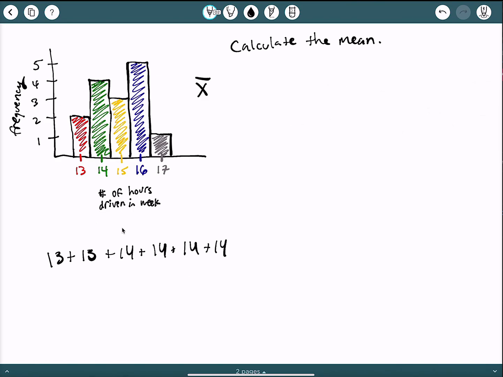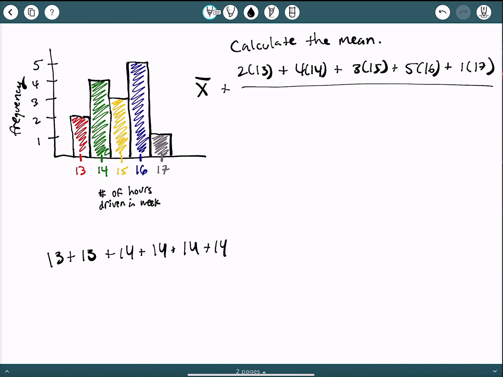And this is obviously tedious, because we learned way back in second grade that rather than doing repeated addition, we can just multiply, right? So I have two 13s, that's just 2 times 13. If we have four 14s, well, that's 4 times 14. And we're adding them all together. If I continue here, we have 3 of the 15s, then we have 5 of the 16s, and then finally 1 17.